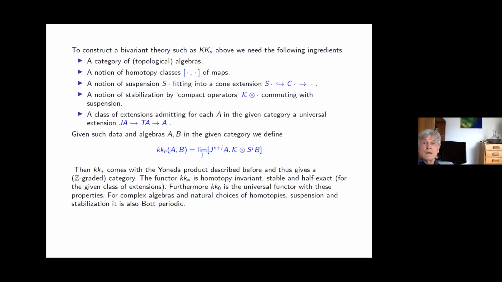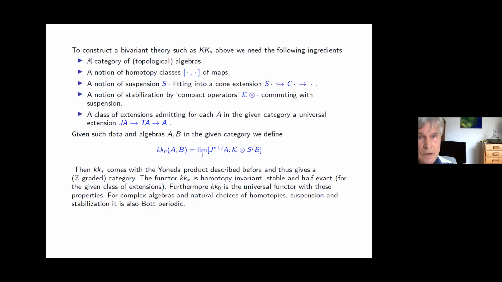And now let's see. What did we use in order to construct the Kasparov groups? Well, we used a category of topological algebras. We used a notion of homotopy classes of maps. We used a notion of suspension, a notion of stabilization, and a version of the compact operators, and a class of extensions that admits a universal extension. In this case, it was extensions with a completely positive linear splitting. And so this class admits the universal extension which I described.